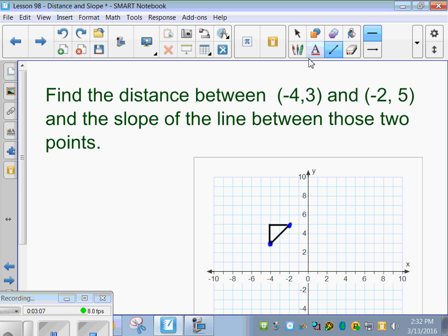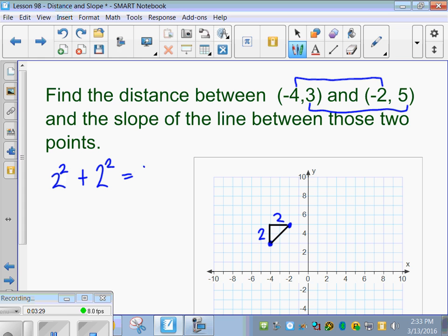So I drew a right triangle. So from here to here is a distance of 2. And from here to here is a distance of 2. Again, I can look and see the distance between negative 2 and negative 4 is 2. And the distance between 3 and 5 is also 2. So now I can do the Pythagorean theorem. a squared plus b squared equals the hypotenuse squared.